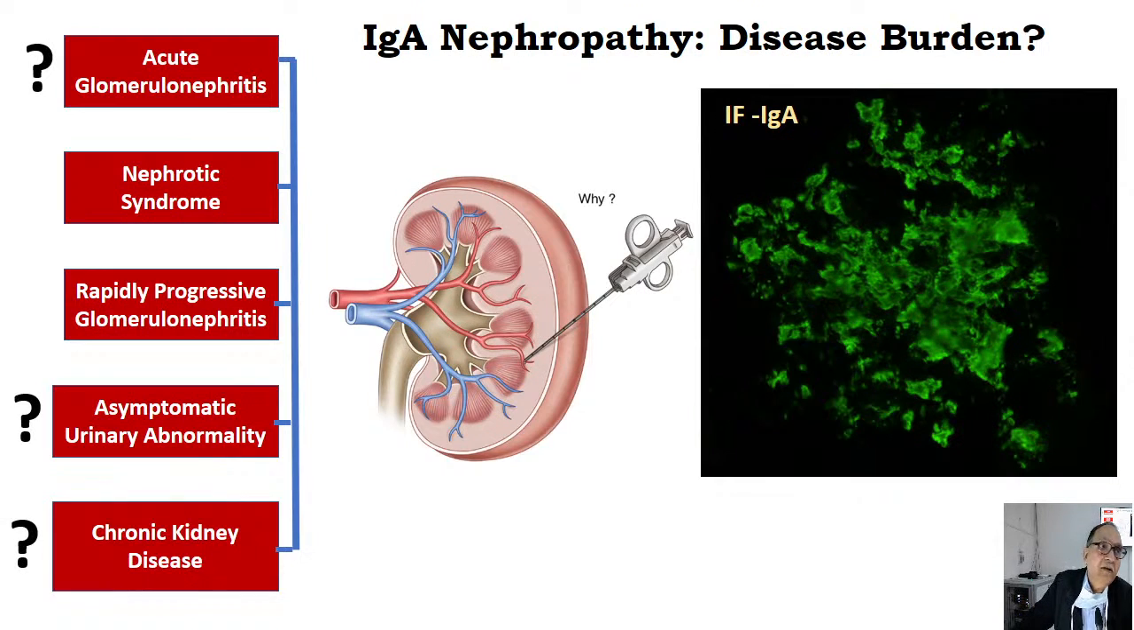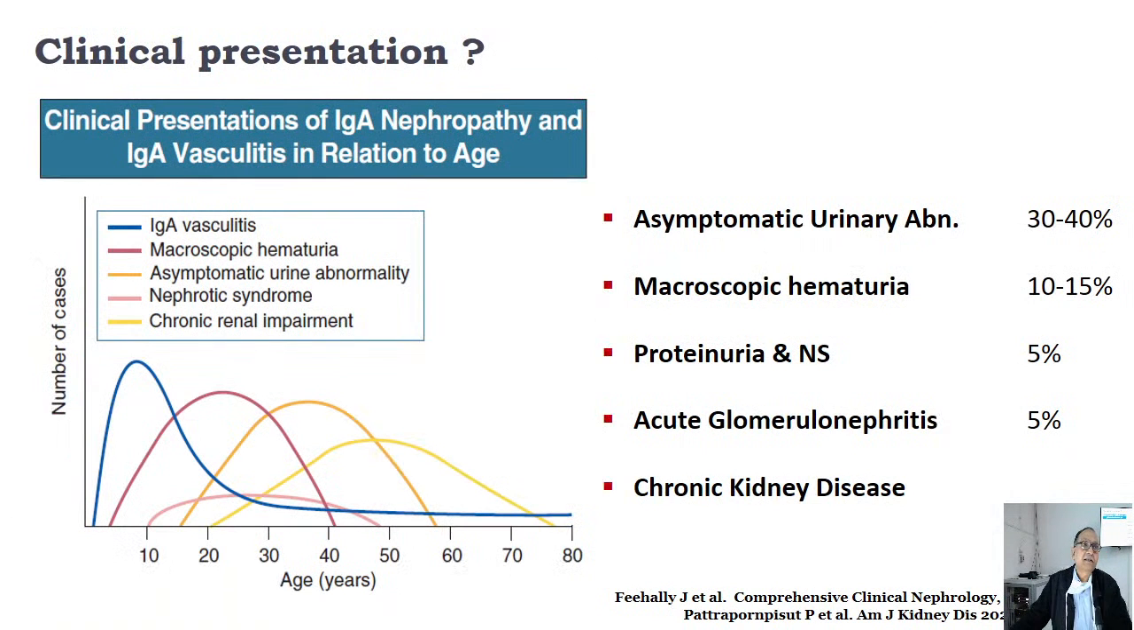Many acute glomerulonephritis are not biopsied. Many asymptomatic urinary abnormalities are not biopsied, and many chronic kidney disease are not biopsied. So if you don't do biopsy, and even if you biopsy, unless we do immunofluorescence, we cannot label a patient as IgA nephropathy. So because of these controversies, IgA nephropathy in many continents, many countries and many hospitals is underestimated. Now the next controversy is clinical presentation.